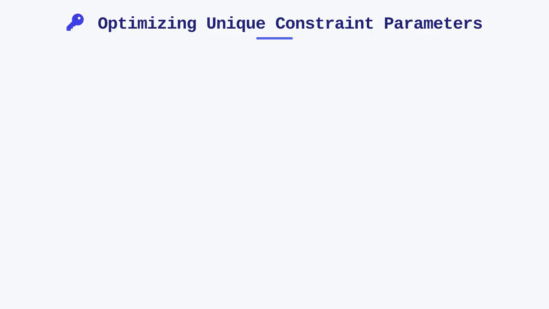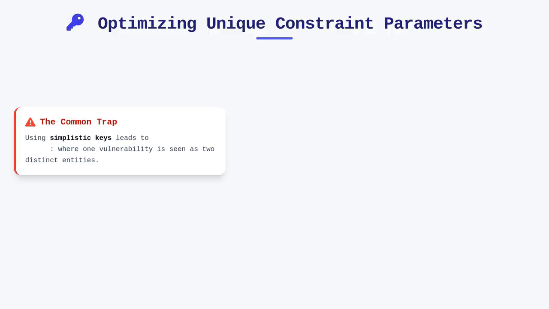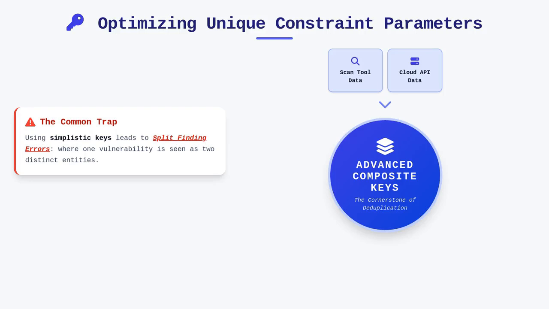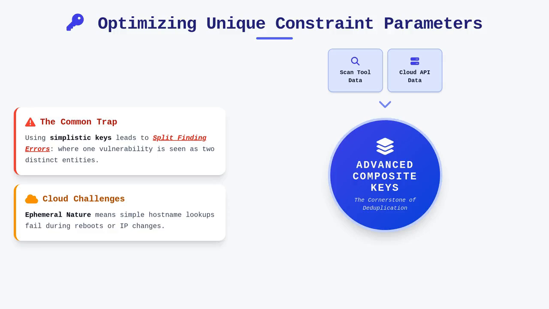Configuring these unique constraint parameters requires a deep understanding of your specific scan tool behavior and your asset identification strategy. Many administrators fall into the trap of using overly simplistic keys, which leads to split finding errors where a single vulnerability appears as two distinct entities simply because a scanner reported a slightly different plugin output. To prevent this, we construct advanced composite keys that often include additional contextual data, such as the cloud-native resource ID or specific interface identifiers. When dealing with cloud-native resources, which are inherently ephemeral, simple hostname lookups are rarely sufficient.